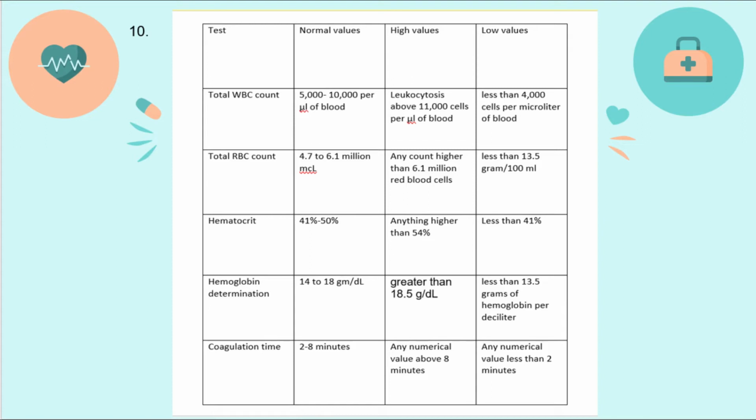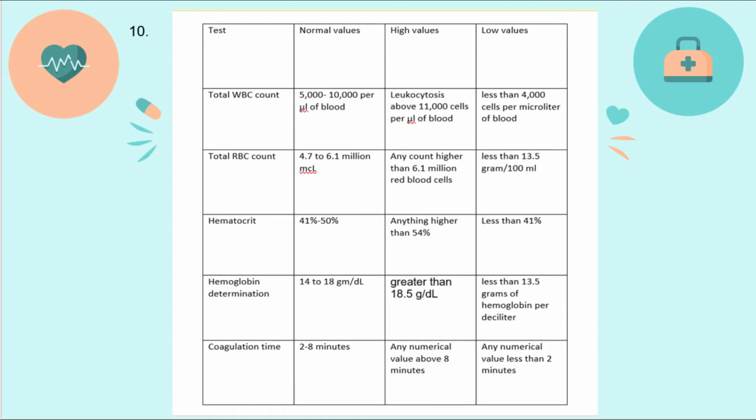Hemoglobin determination for normal and healthy male adults is 14 to 18 grams per deciliter. The high value is any value greater than 8.5 grams per deciliter, and the low value is less than 13.5 grams of hemoglobin per deciliter.